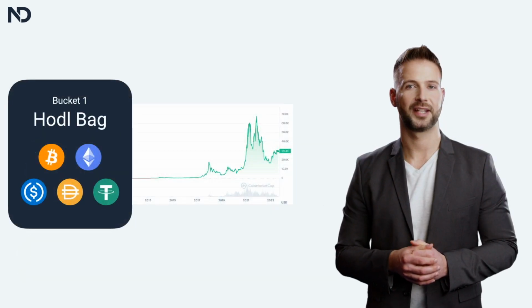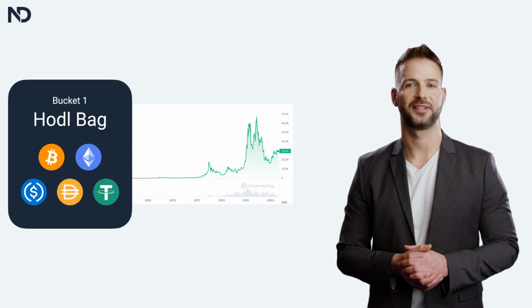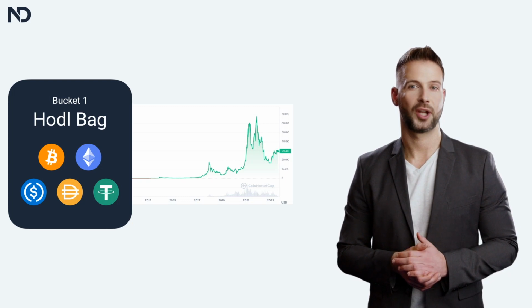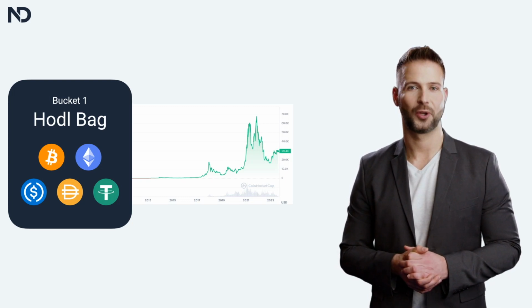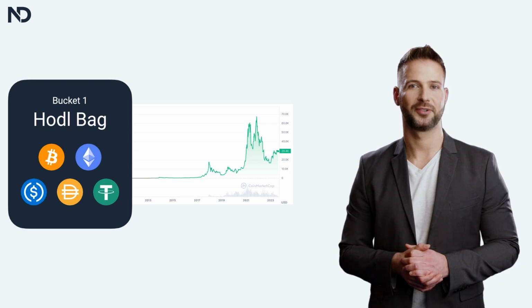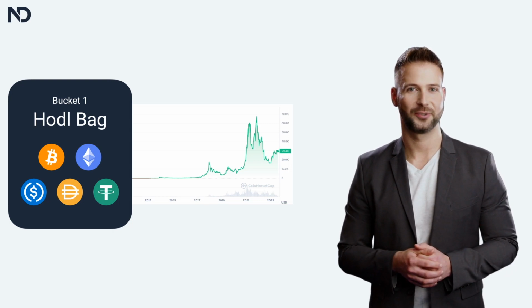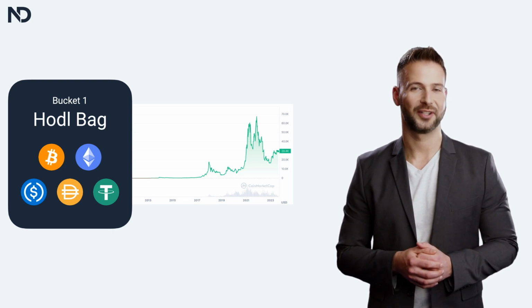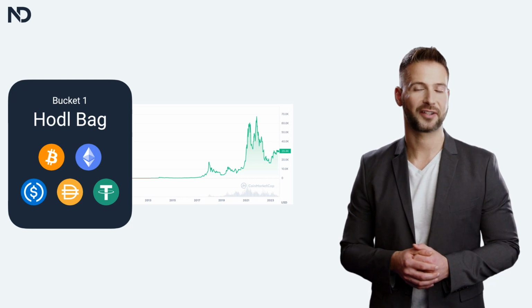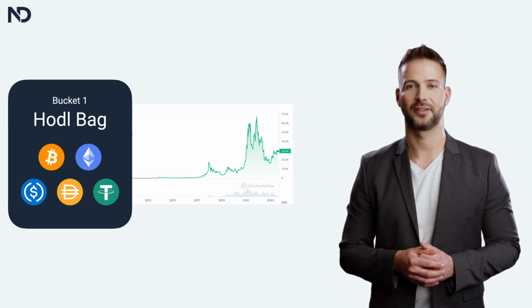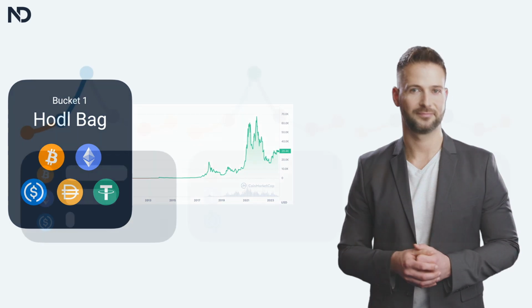In the realm of cryptocurrency investment, the Hodl Bag strategy is a widely embraced approach that involves holding onto assets for the long term. However, within this strategy lies the subtle art of sub-allocation, where the allocation to different assets within your Hodl Bag bucket evolves based on market phases. Let's delve into the intricacies of sub-allocation within the Hodl Bag strategy.